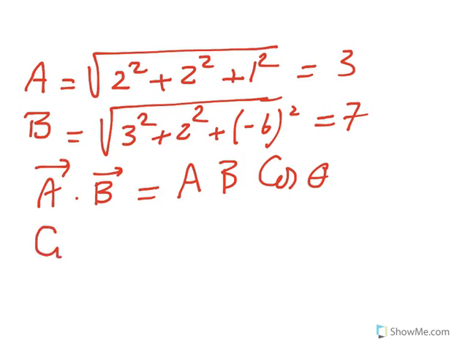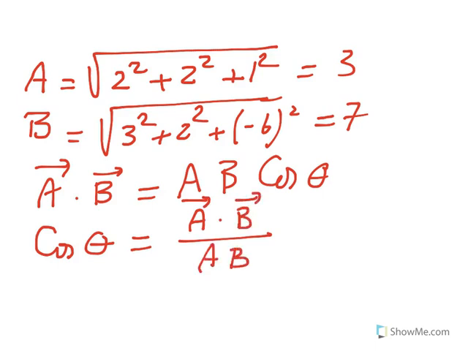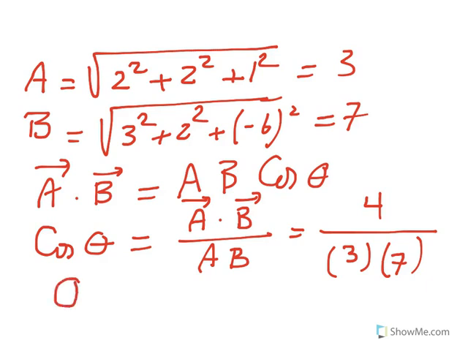So remember, A dot B was A times B times cosine of the angle. So if I want to find the angle between the two vectors, I say cosine theta is A dot B divided by A times B. Remember, A dot B from the previous page was equal to 4. And A times B is 3 times 7. So we have to find the inverse cosine of 4 over 21. And if we do that, we get 79 degrees roughly. So the angle between vector A and B is about 79 degrees.